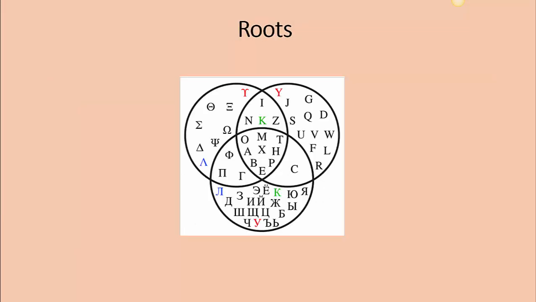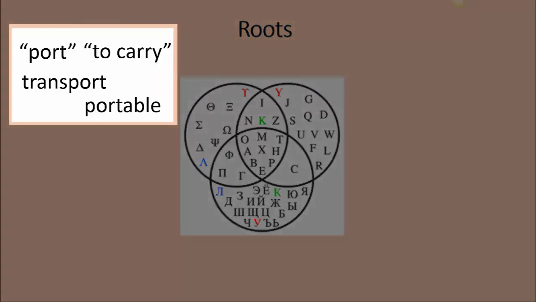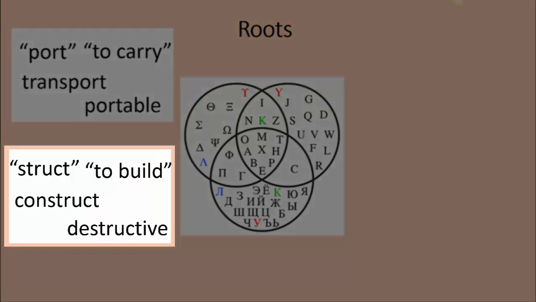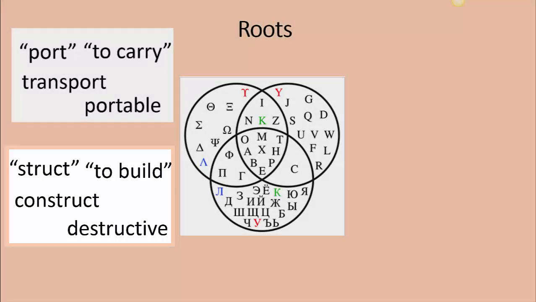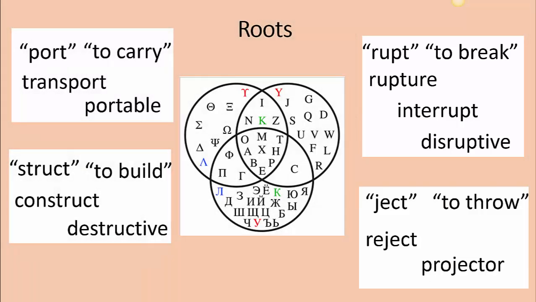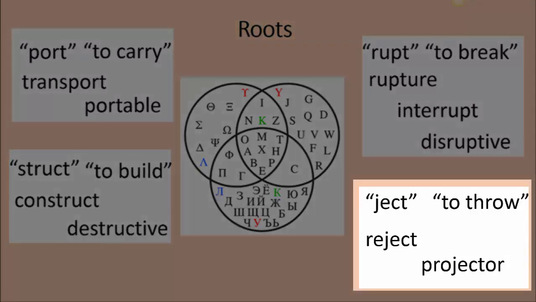Roots carry the main meaning of a word and are usually derived from Latin or Greek. Some useful ones to teach are port, meaning to carry, think of transport and portable; struct, meaning to build, think of construct and destructive; rupt, meaning to break, rupture, interrupt, disruptive; and ject, meaning to throw, reject, projector.